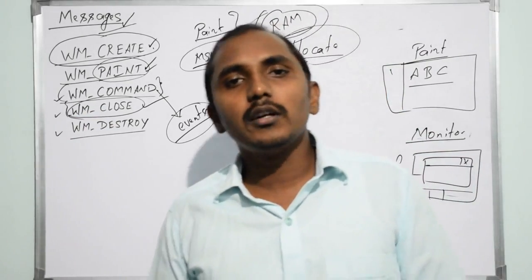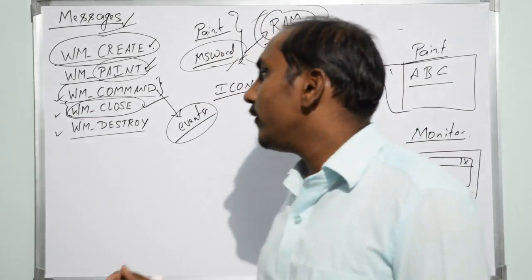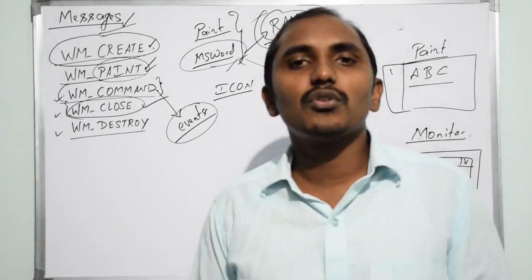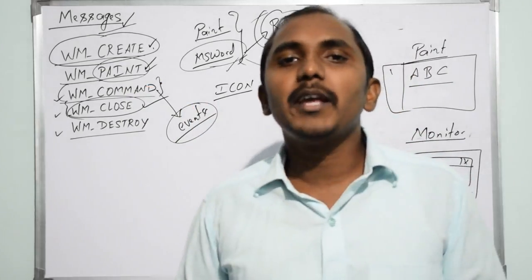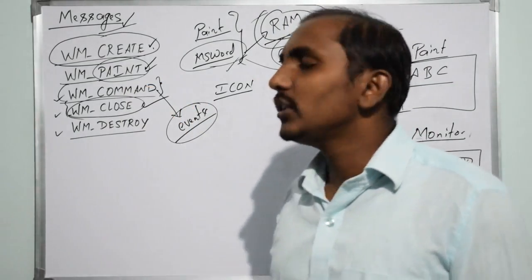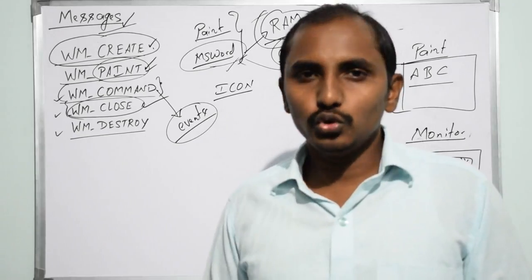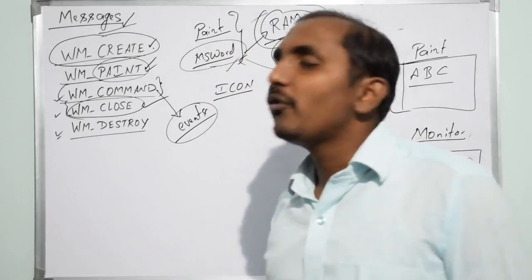Finally, the last type of message is WM destroy. Once this function is called, whatever information is present in the RAM, that is, all the data related to the application, will be deleted from the RAM. So these are the different types of messages that you will see in Visual C++.